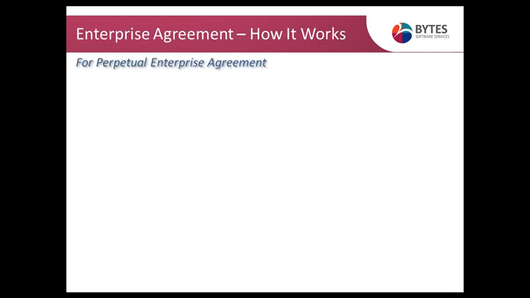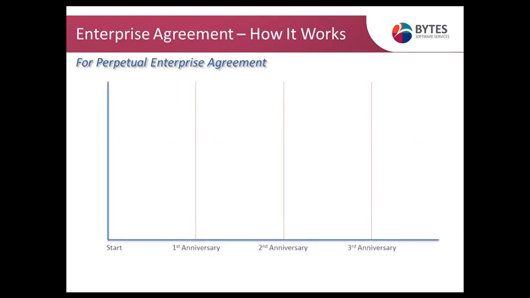So, the enterprise agreement, how does it work? For the perpetual type agreement, we start off by just selecting a range of products. Now, this range of products will need to include one or more of the enterprise products across every single device within your organization. But what you can also do is add in additional products at any quantities that you like at the start of your agreement.